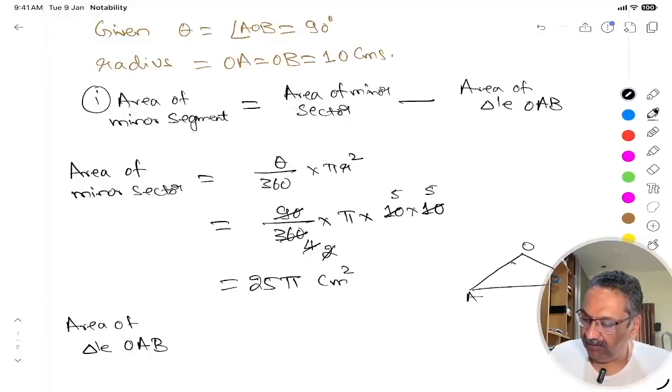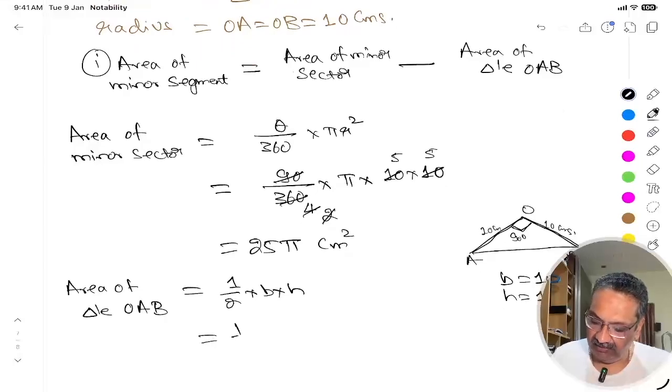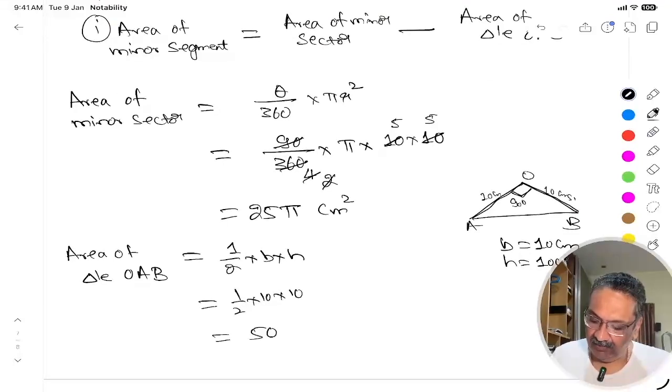OAB. See, this is 90 degrees, and this is 10 centimeters and this is also 10 centimeters. So we have one of them will become the base, the other one will become the height. Area of triangle is equal to half into base into height. Here base is 10 centimeters and height is also equal to 10 centimeters. So I have half into 10 into 10 is equal to 50 centimeter square.